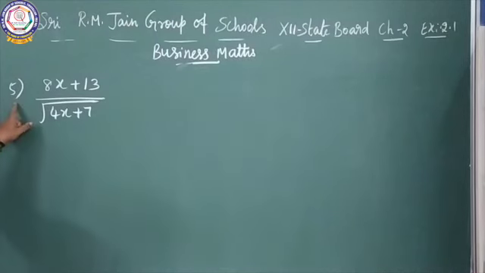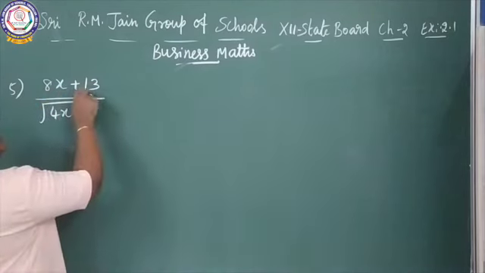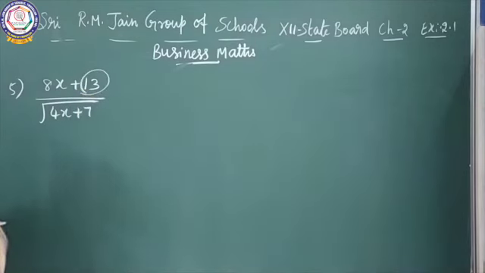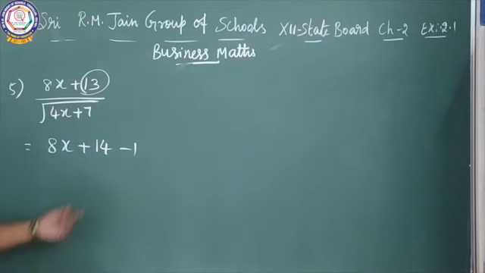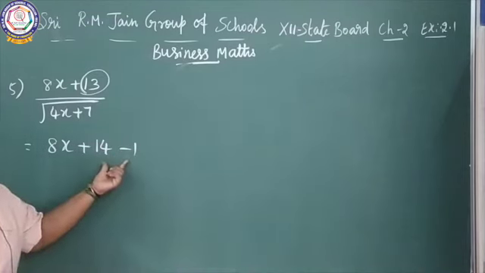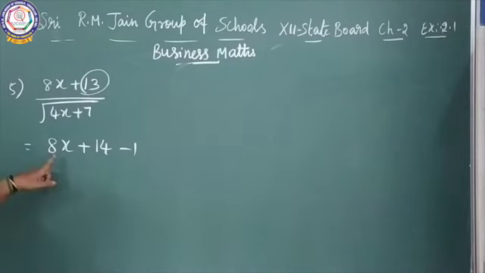See, fifth sum, (8x + 13) by (4x + 7). You can make this number, see here, I will write 8x + 14 - 1. What is the value of 14 - 1? 13. Why should I do this? 4 I can take it, 2 I can take it out, 4x + 7, I will get this number.